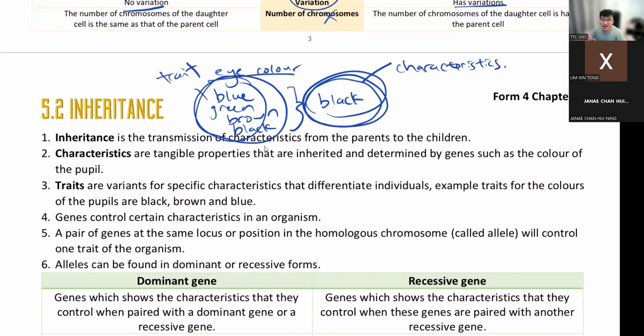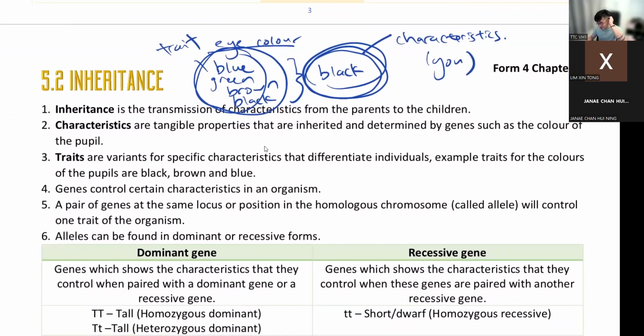So trait and characteristic. Traits are the choices. Characteristic is what you have. That's the difference. Can you see the difference? So it's like tall and short are the traits. You being tall is your characteristic, right? Characteristic is what you have. So that's your characteristic.